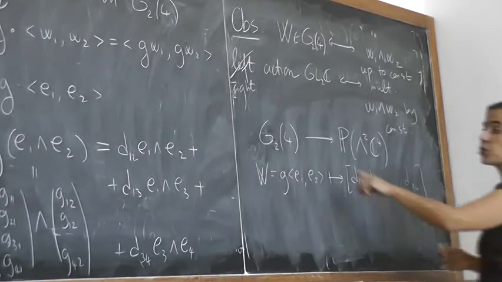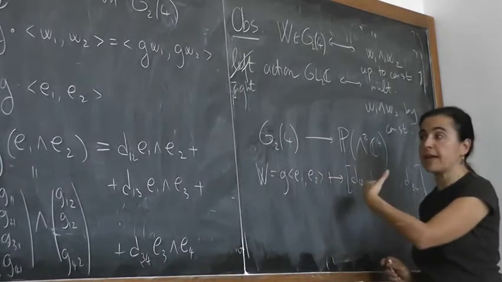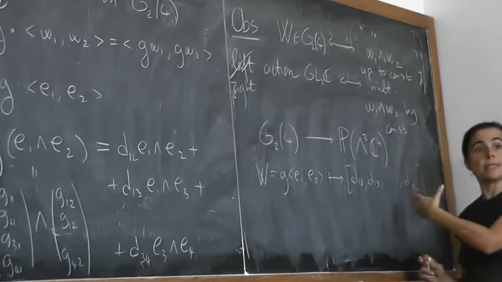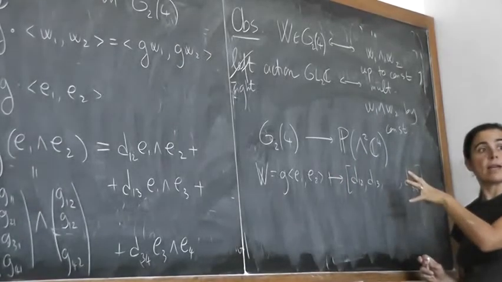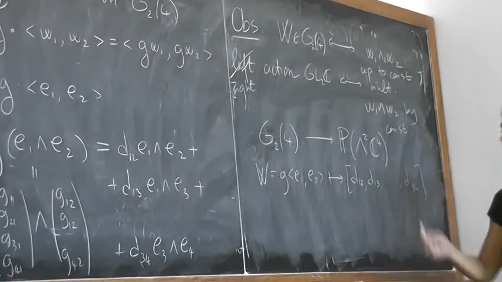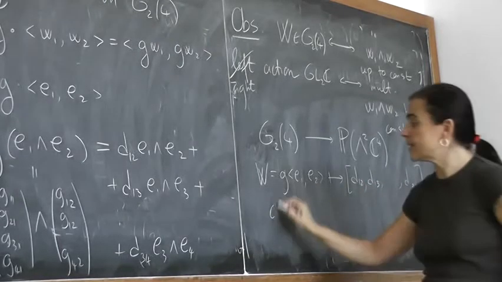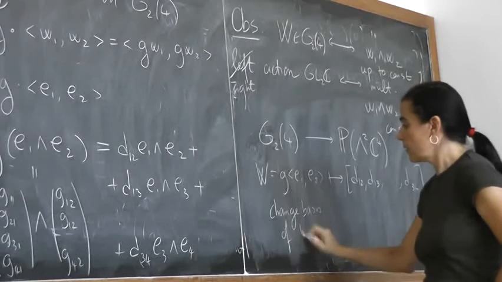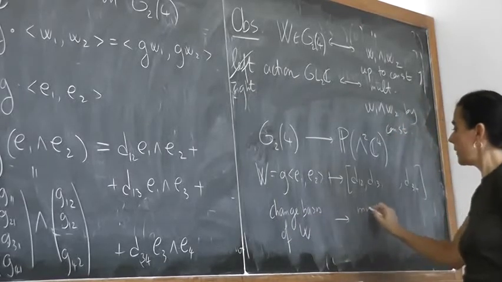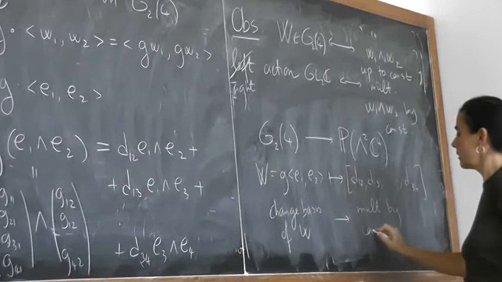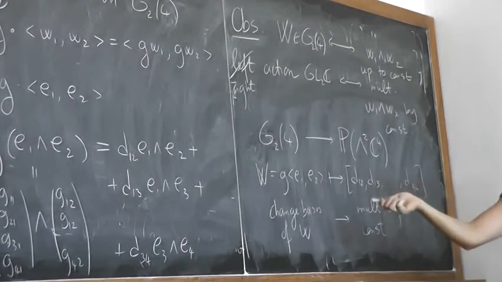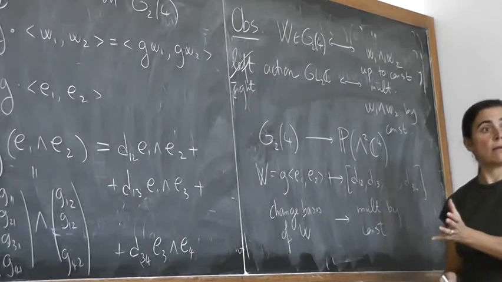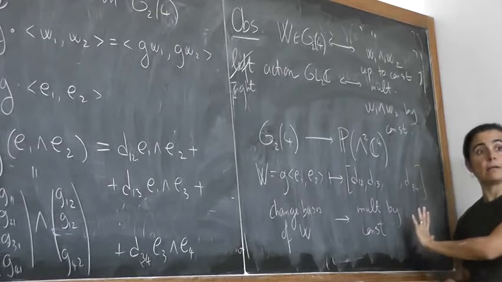Because if I decide to change the basis of my W, so if I act from the right by GL2, this will be multiplied by a constant. So it will be an element in the projective. So like, you understand? So change of basis, multiplication by constant. Because you have to show it is well defined. That is the problem, right? That if you choose different bases, you want to make sure that it is the same point here.